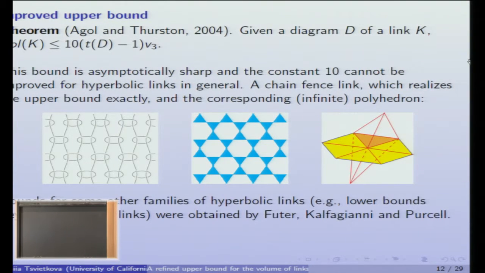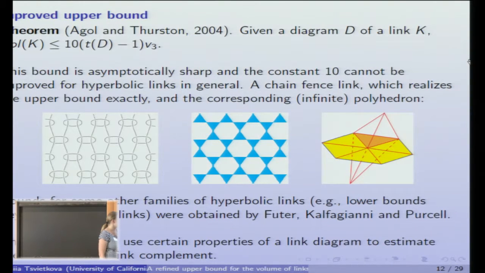And bounds for some other families of hyperbolic links were obtained by David Futter, Efi Kalfagianni, and Jessica Purcell. For example, there are lower bounds beyond alternating links, and there are upper bounds for some links which are not alternating. There is a monograph with a lot of interesting and useful results. So one may use certain properties of a link diagram to estimate the volume of the link complement. And before that, we said that we can use the link diagram to estimate some coefficients. So this gives you the intuition that maybe you can connect these two together.